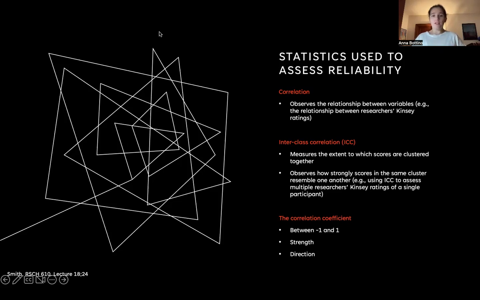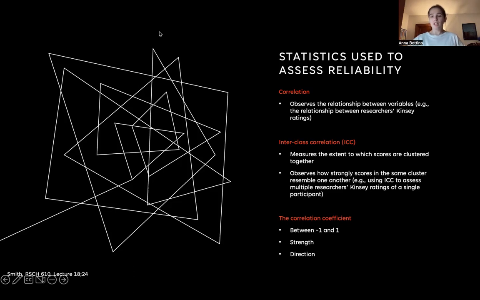Both of these statistics use the correlation coefficient. This statistic, the correlation coefficient, ranges from -1 to 1 and indicates 2 aspects: strength and direction. Strength is measured by how close a coefficient is to positive or negative 1 and 0. If a coefficient is closer to negative 1 or 1, that indicates a strong relationship. If it's closer to 0, that indicates a weaker relationship.